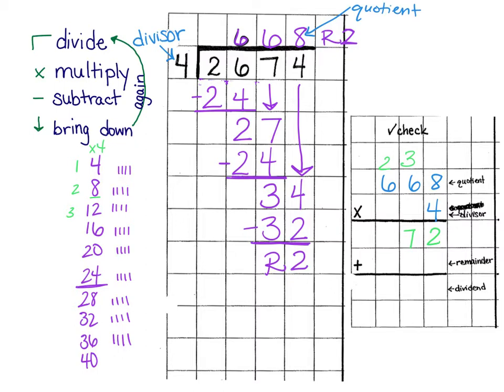27. And 6 times 4 again is 24. Plus 2, 25, 26. So we have 26. Now our answer is close to our original dividend, but we still need to add the remainder 2. So add your remainder. 2 plus 2 is 4. Now this number is the same as this number, so we know that we got this one right.